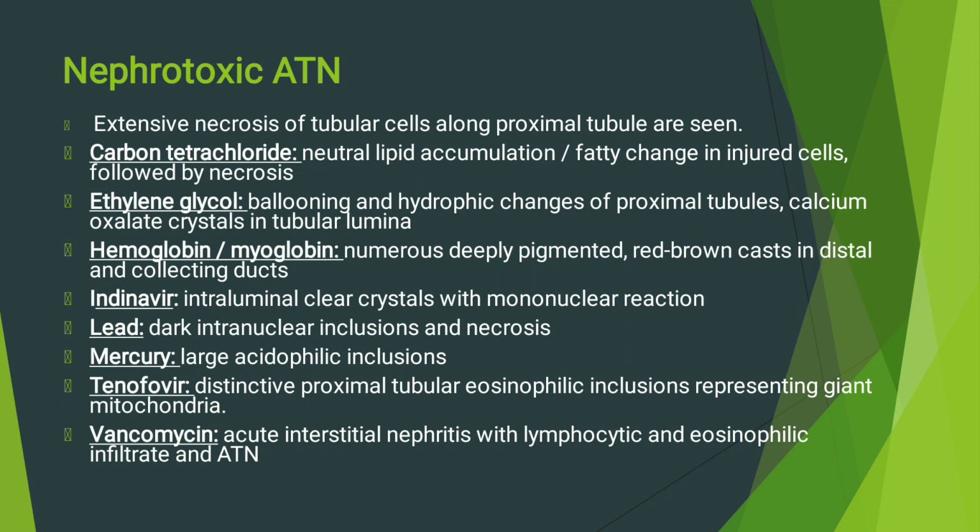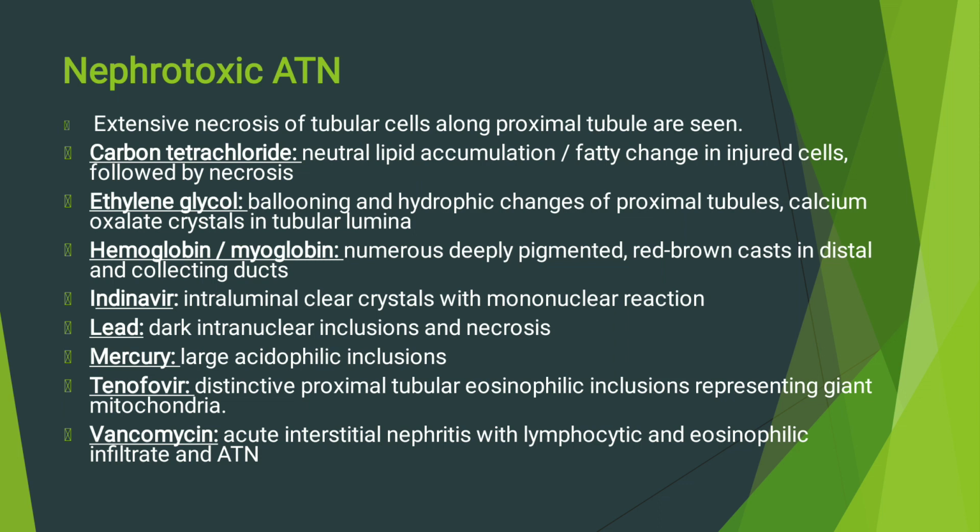Nephrotoxic type of acute tubular necrosis. Here there is extensive necrosis of the tubular cells along the proximal tubules. Different types of nephrotoxic substances show different features. For example, with carbon tetrachloride, we can see neutral lipid accumulation or fatty change in the injured cells followed by necrosis.